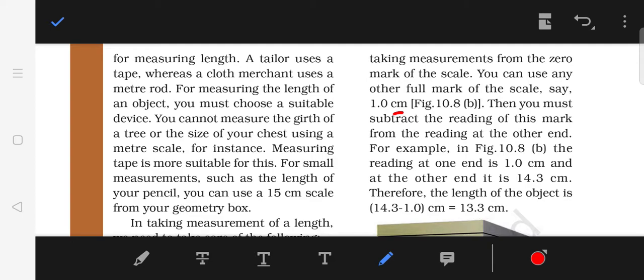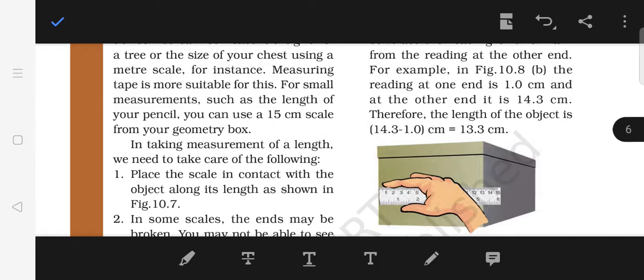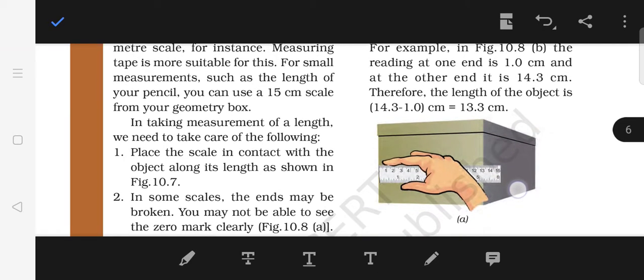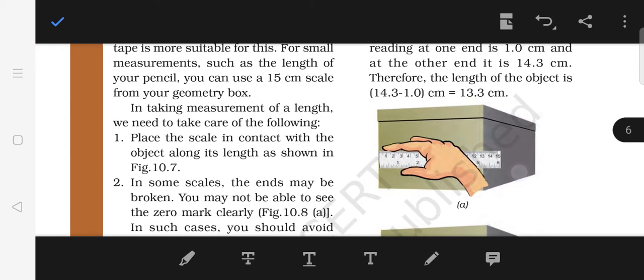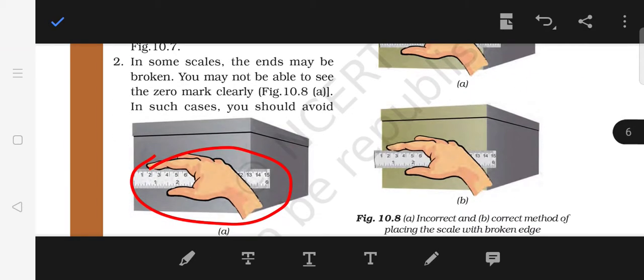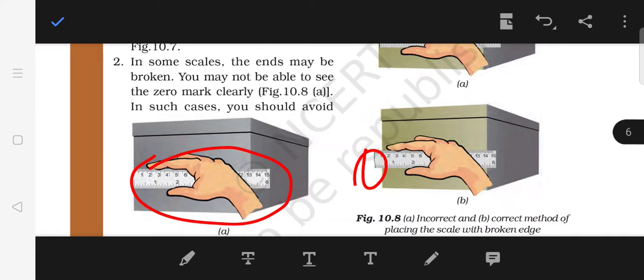For example, in figure 10.8 B, the reading at one end is 1 centimeter and the other end is 14.3. So therefore the length of the object is 14.3 minus 1. So you will get 13.3. You can see the figure here. The scale was broken, so they have used it in that manner.